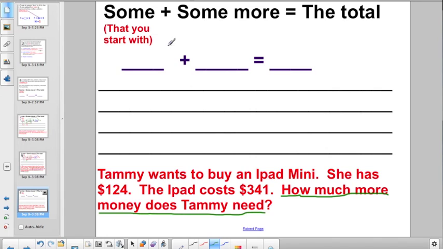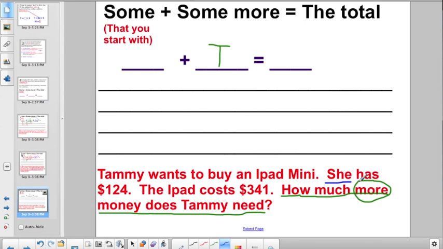Where's my letter going under? Some of the money that she's starting with? Some more of the money? Or the total of the money? How much? Well, it doesn't get much easier than this. They gave you a more. That's got to be some more of the money. Maybe you want to write a T for Tammy. Maybe you want to write an L for I want to go to lunch. Pick a letter. Let's take a look at the rest.